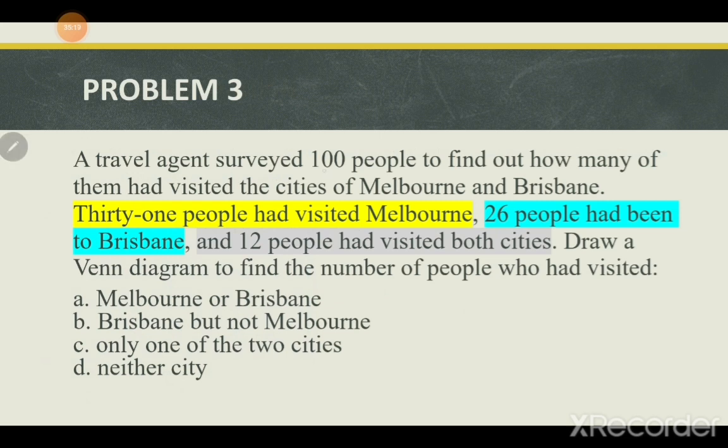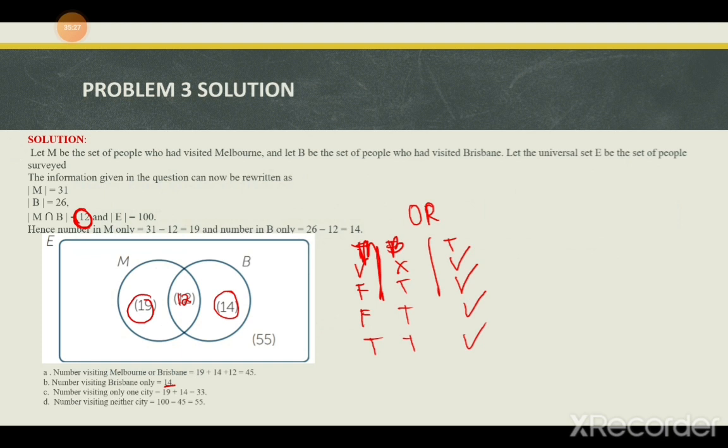Or the universal set mo is the 100 people. Sila yung mga 100 people na sinurvey mo. And then, ito lang yung mga nag-respond na pumunta sa either of the cities. Yung 19, 14, and yung 12.